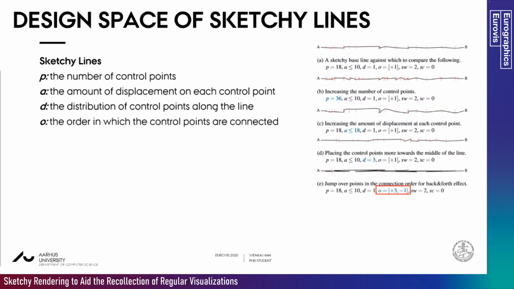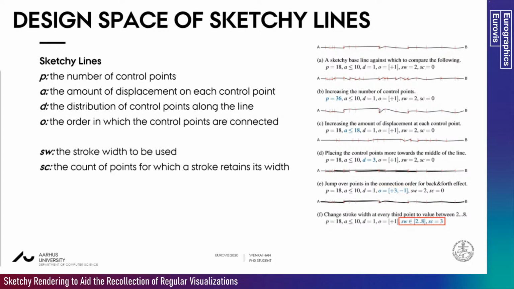And O stands for the order in which the control points are connected. We specify the order as a list of offsets in which the points are used. For example, a single element in the list, +1, generates a simple sequential order, and +3 -1 connects the points in an over-joined line in a back and forth style, with 3 control points up and 1 control point back iteratively.